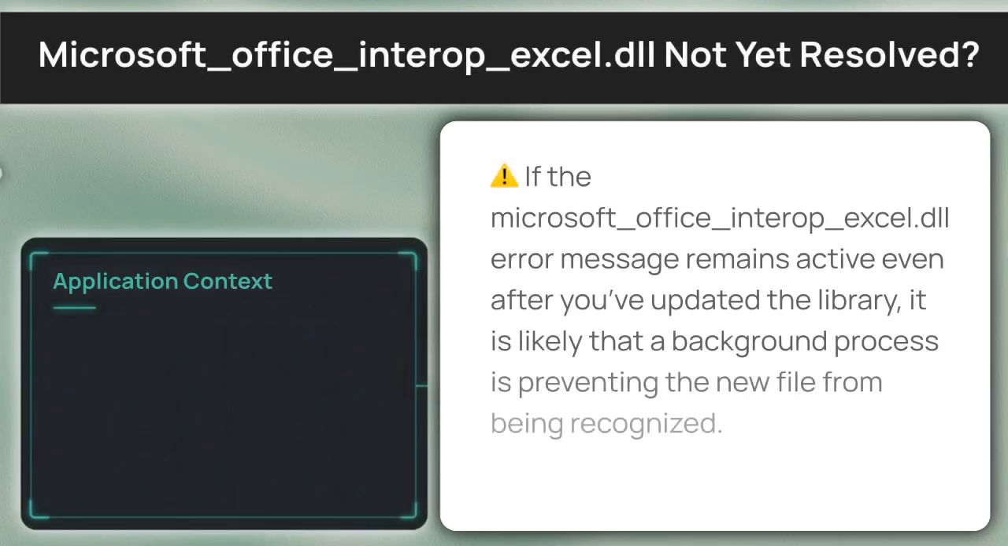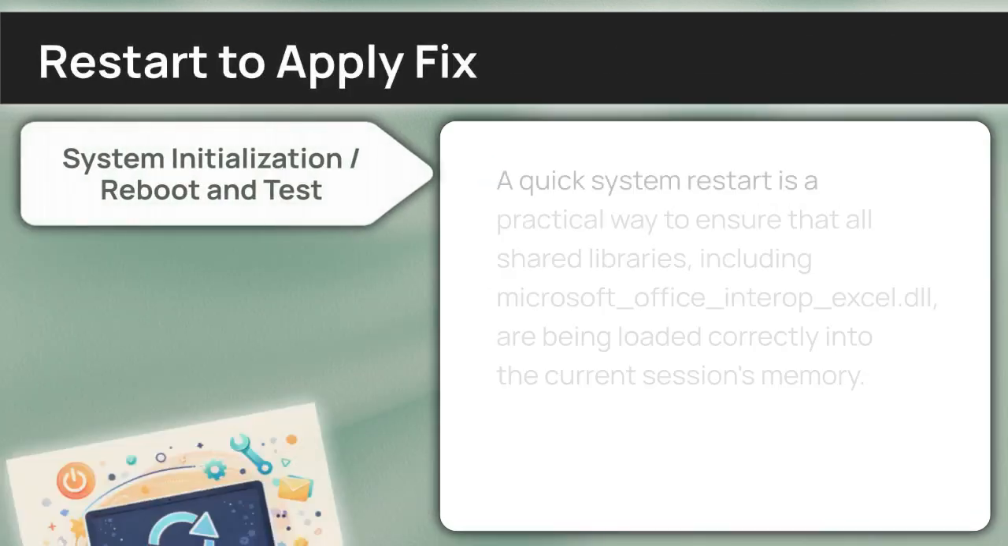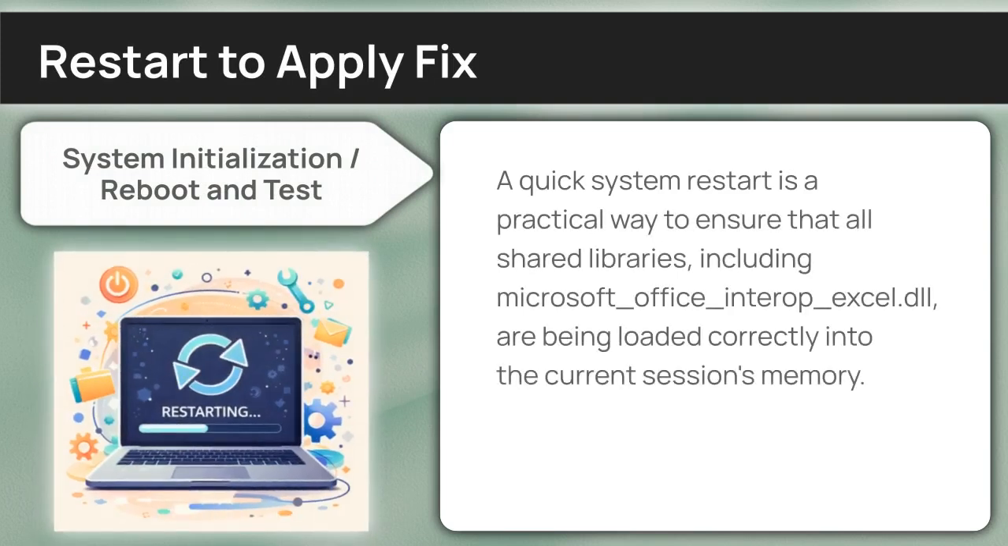If no luck was had with the redistributable package, we will escalate the fix by performing a targeted reset of the system state. A simple restart can resolve file-in-use errors that mimic a missing Microsoft Office Interop Excel module message. It's a low-effort step that ensures your operating system starts with a clean execution stack.